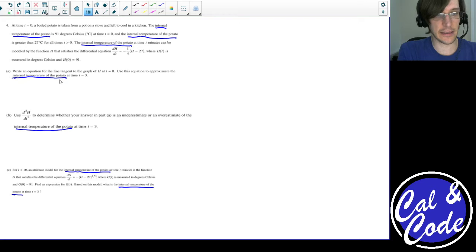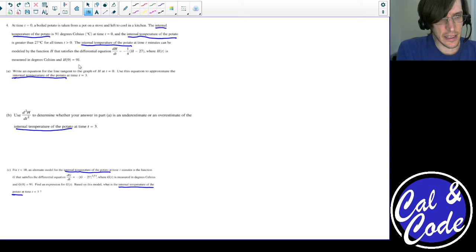The first thing they're asking for, let's just break it down and see what they're looking for first. They want an equation of the line tangent to the graph of h at 0. They want a tangent line. Then they want me to use that tangent line to approximate something at time 3.